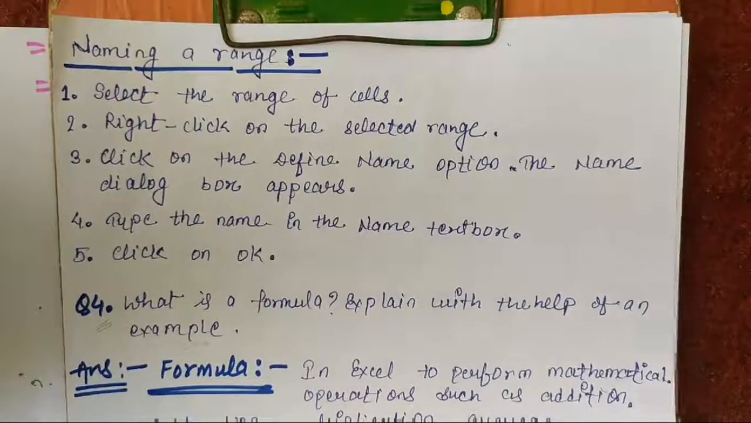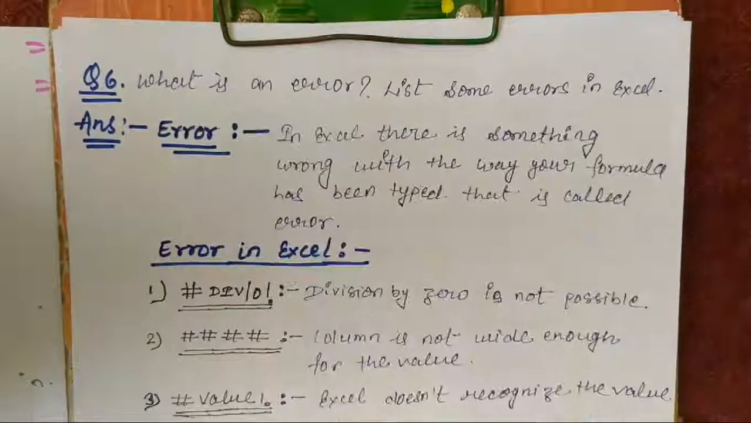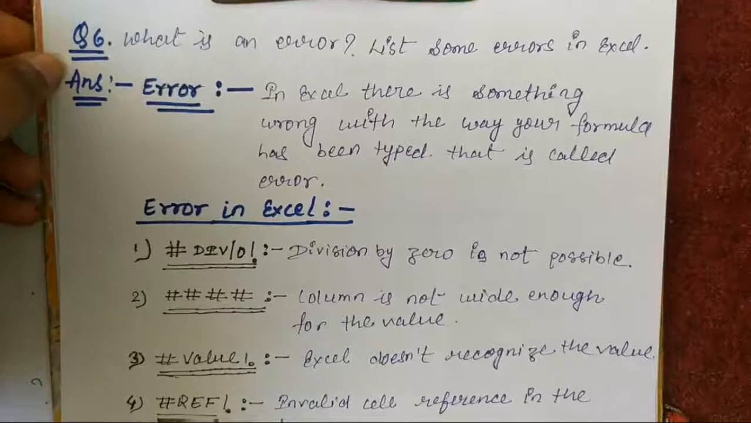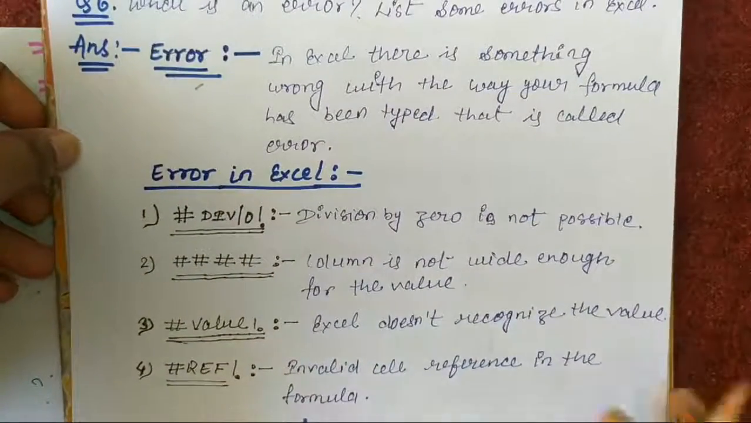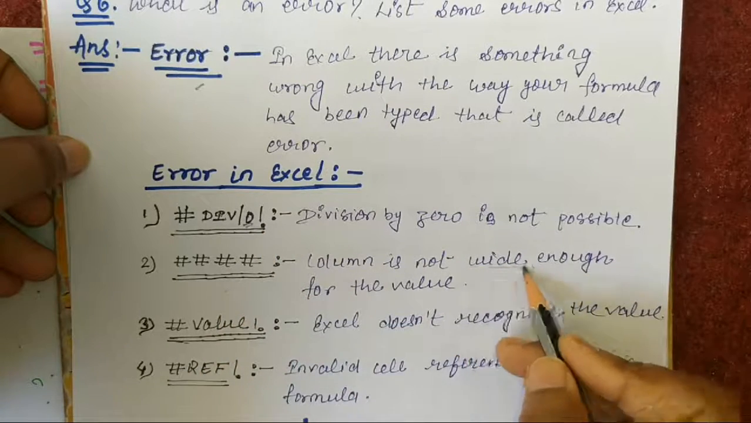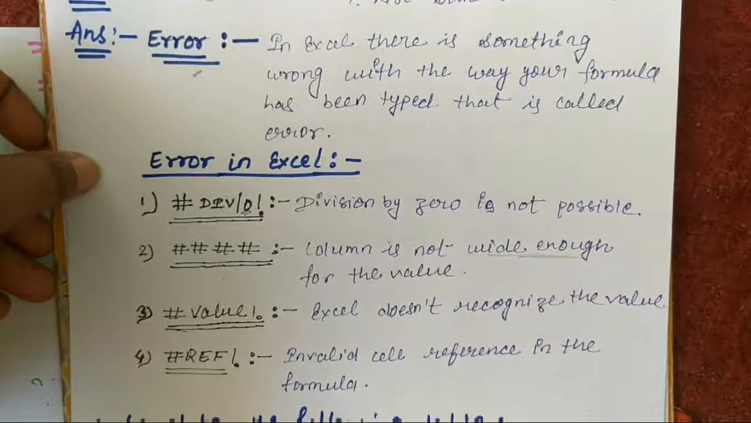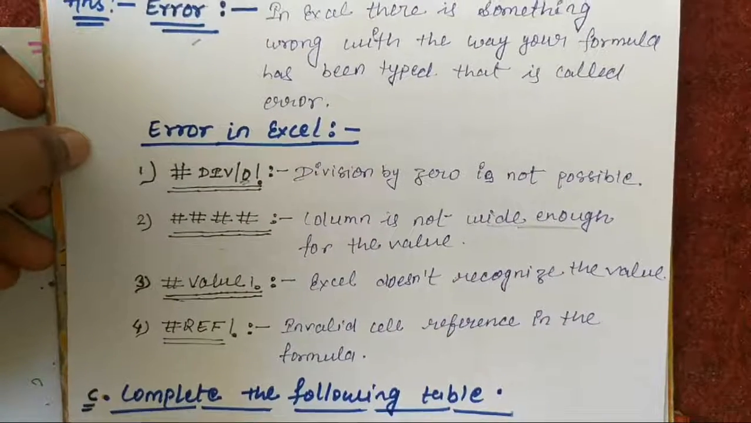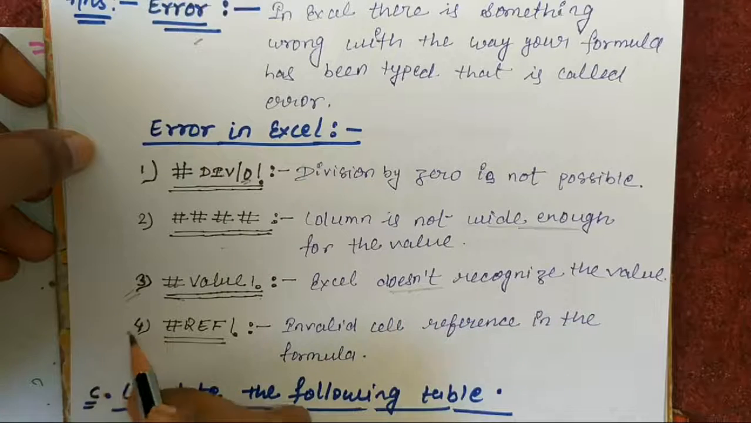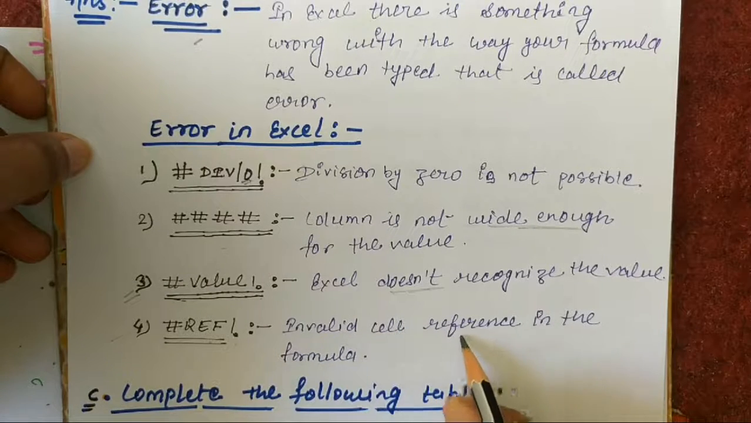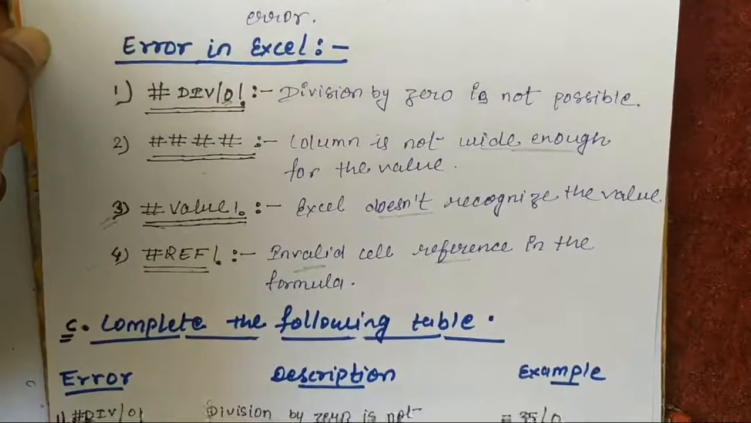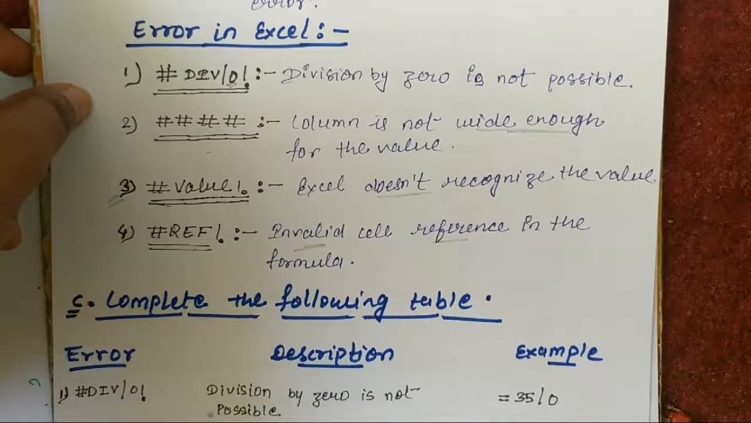Next question, question number 6: what is an error? List some errors in Excel. Here is the error, and this is the divide by 0 error. Second error is column not void, meaning it is not taking the value, too much. Next one is hash value. If a value is not recognized, hash reference means invalid cell reference, that is, the cell is not contained in Excel.